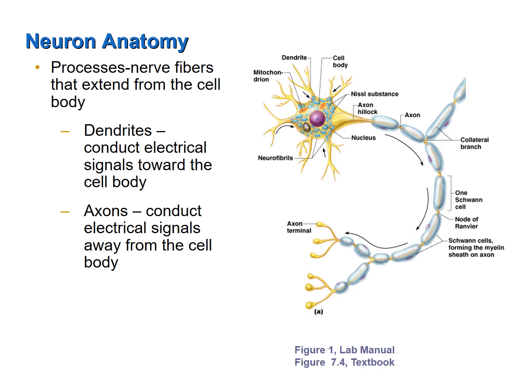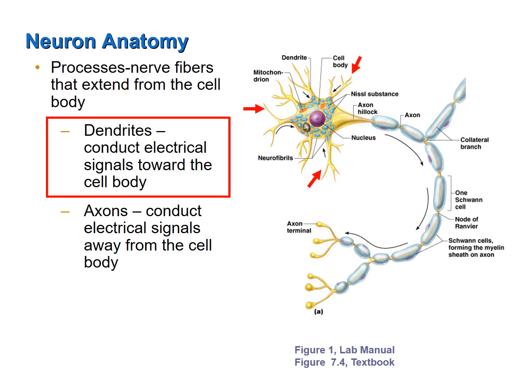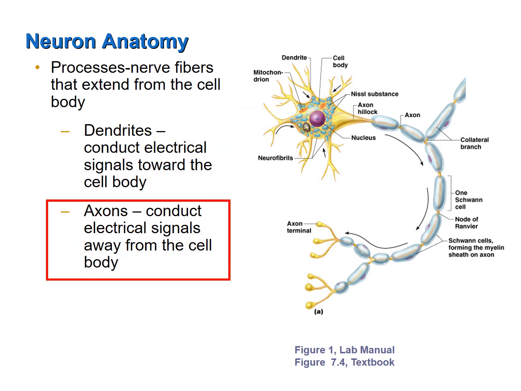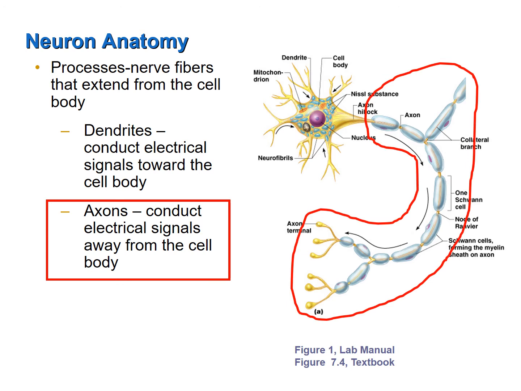Processes that conduct electrical signals toward the cell bodies are known as dendrites. Notice the black arrows indicating that they are conducting electrical signals toward the cell bodies. Those are the dendrites. Axons are processes that conduct nerve impulses away from the cell body. Notice the black lines indicating that they are conducting nerve impulses away from the cell body.